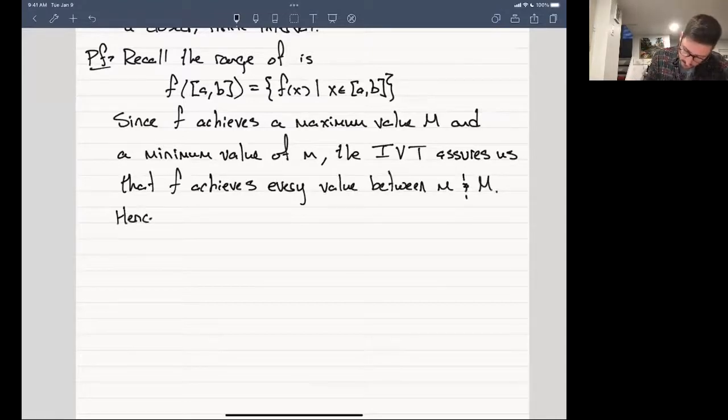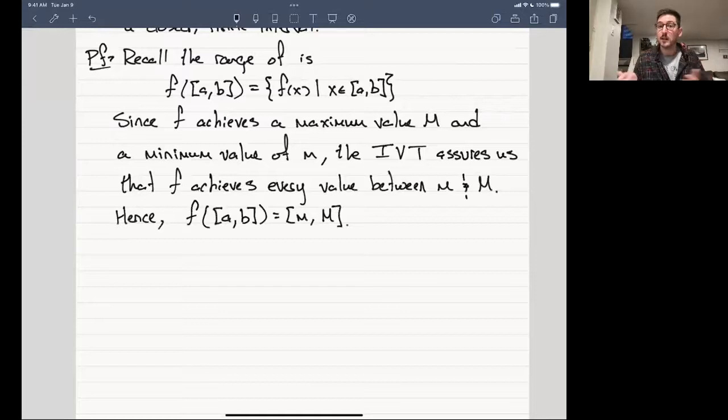Hence, the range, remember we have this shorthand notation, it stretches all the way from little m up to capital M. And therefore, it's an interval. I can get every single thing in there, right? I might get everything twice, but who cares, right? I still got it. That's what matters, is that I got everything between little m and capital M, and I got it inclusively because I know that I have to achieve the maximum and minimum values by the extreme value theorem.